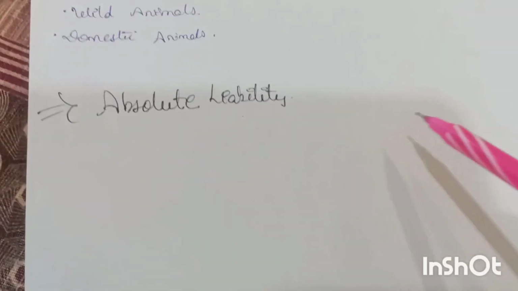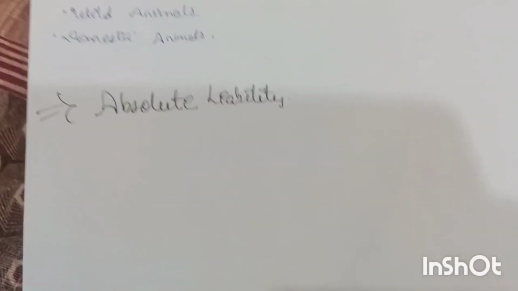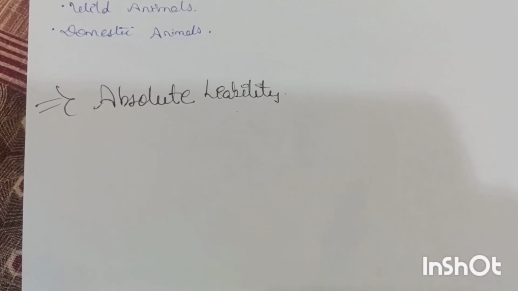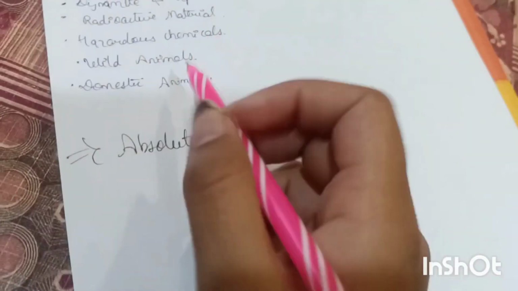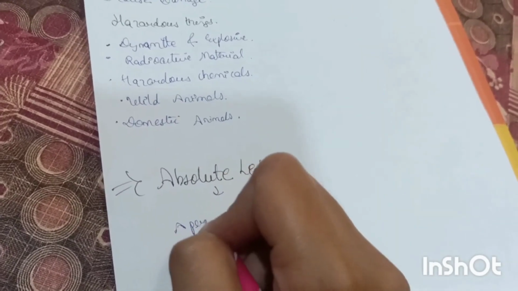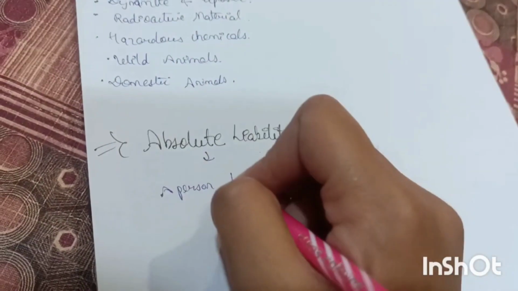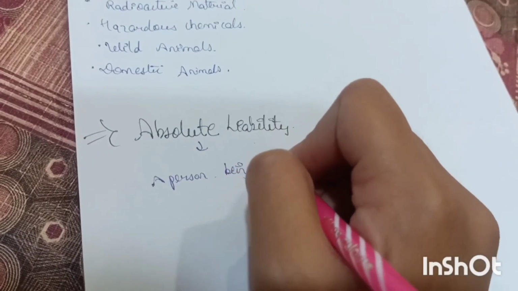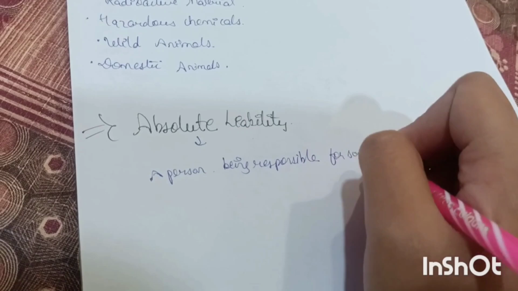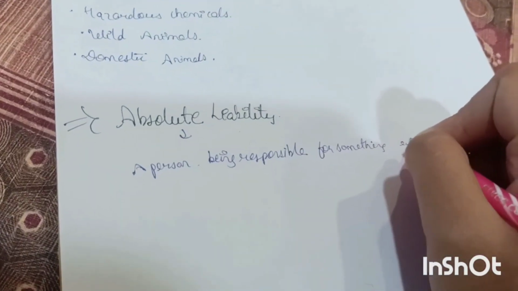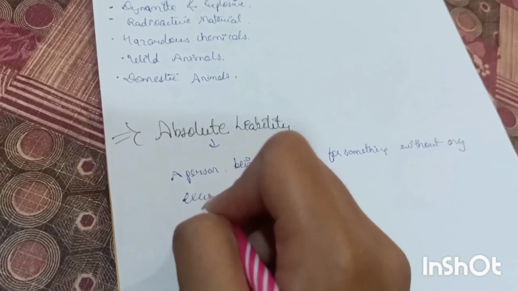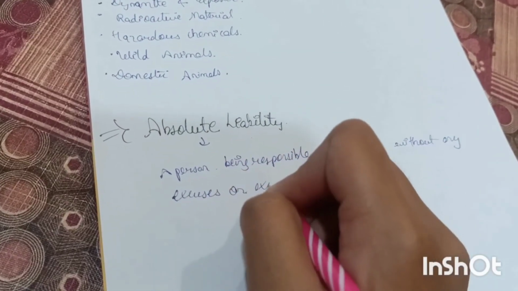Now let's study absolute liability. In this case, a person will be responsible for something without any excuses or exception. You can write it over here as a person being responsible for something without any excuses or exception.